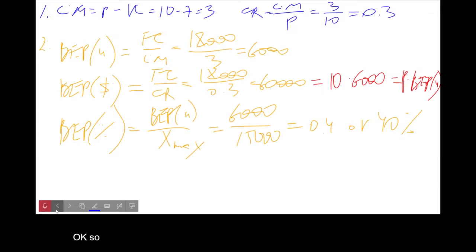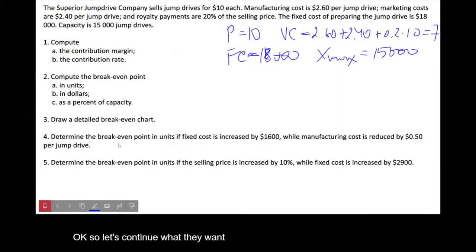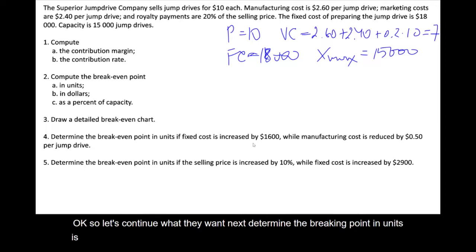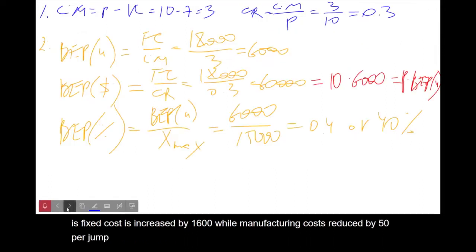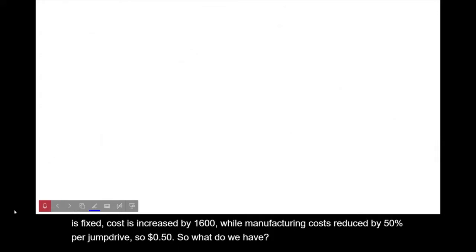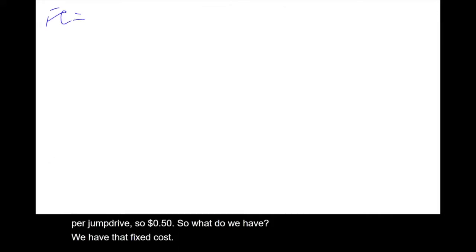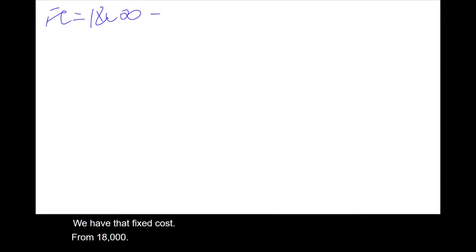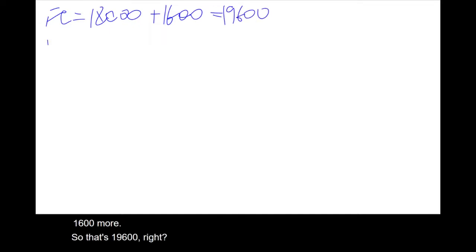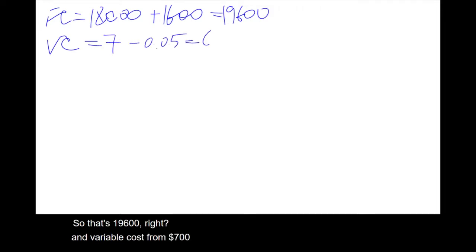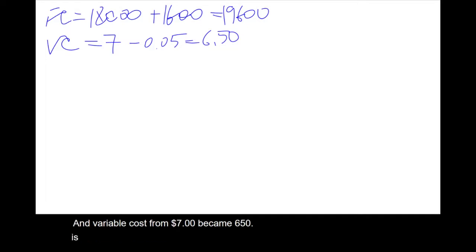Okay, so let's continue. What do you want next? Determine the break-even point in units if fixed cost is increased by 1,600 while manufacturing costs are reduced by 50 cents per jump drive. So what do we have? Fixed cost from 18,000 became 1,600 more, that's 19,600, right? And variable cost from $7 became $6.50. Is that part clear?